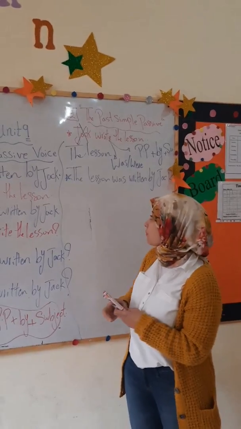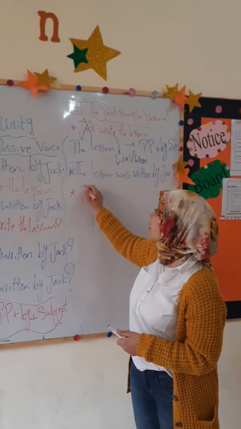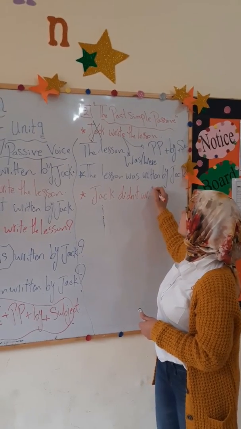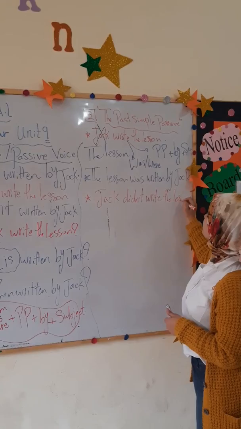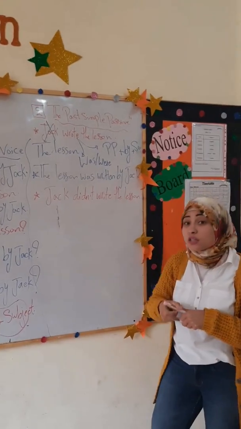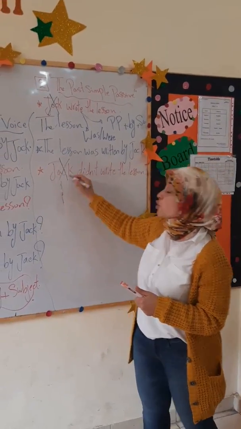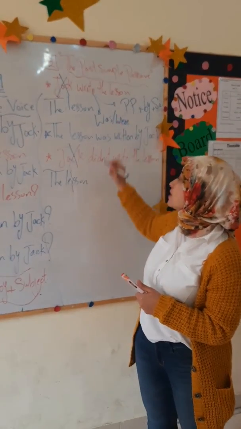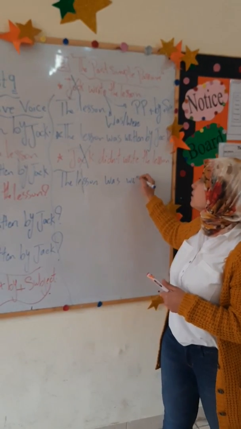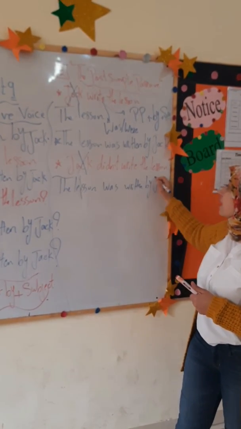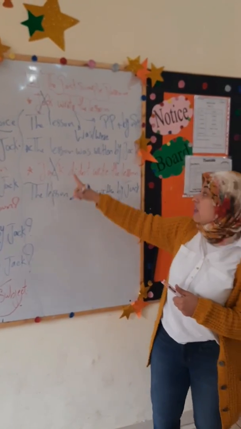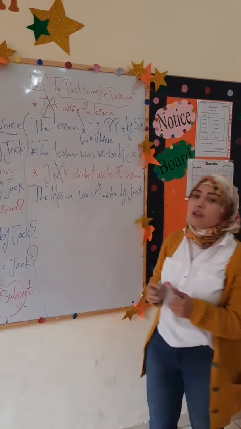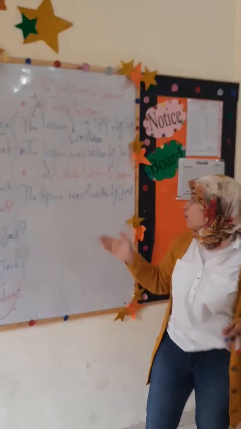Another one. If I said here, Jack didn't write the lesson. Again, cross the subject, start with the object. The lesson was written by Jack. But notice something again. I give it to you negative, so you have to keep it negative as it is, so you have to add not. So the lesson wasn't written by Jack.